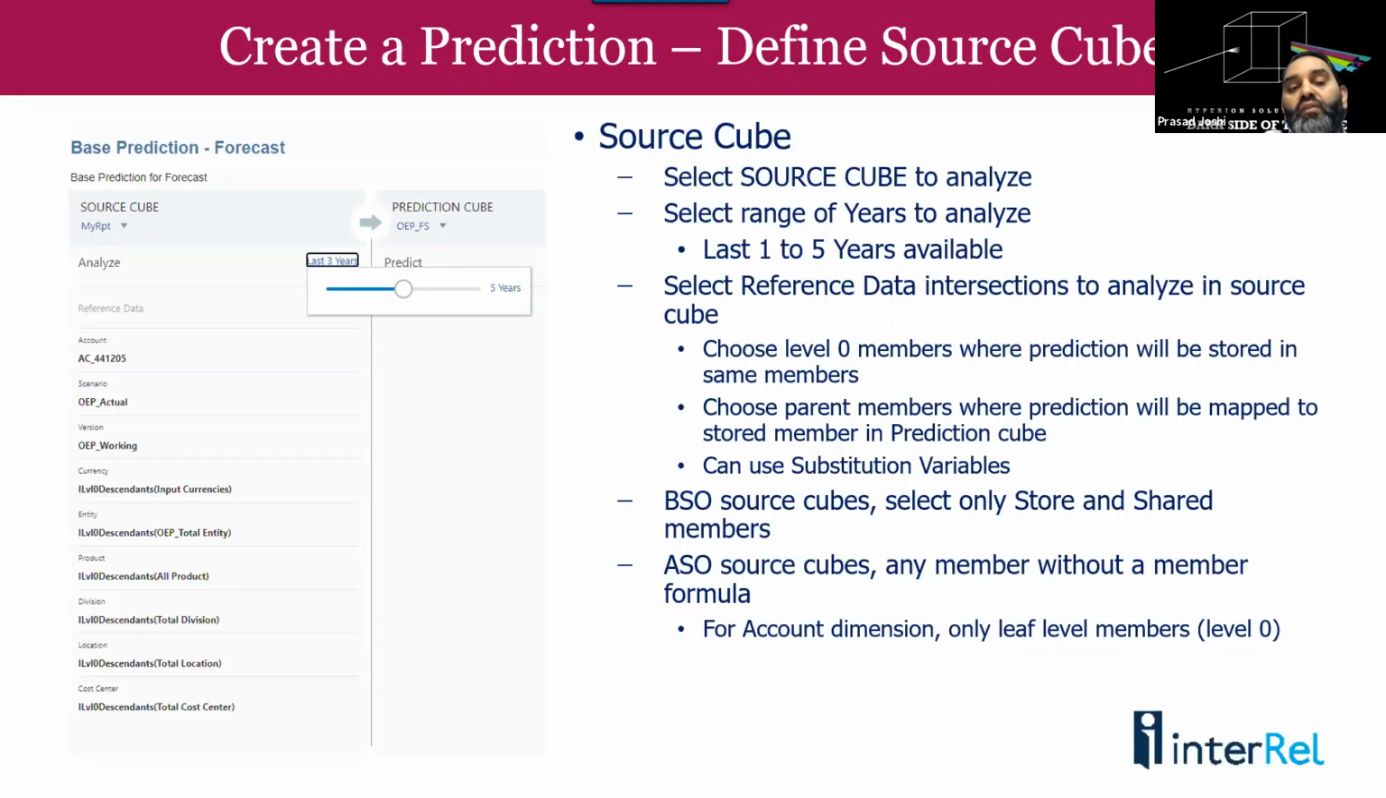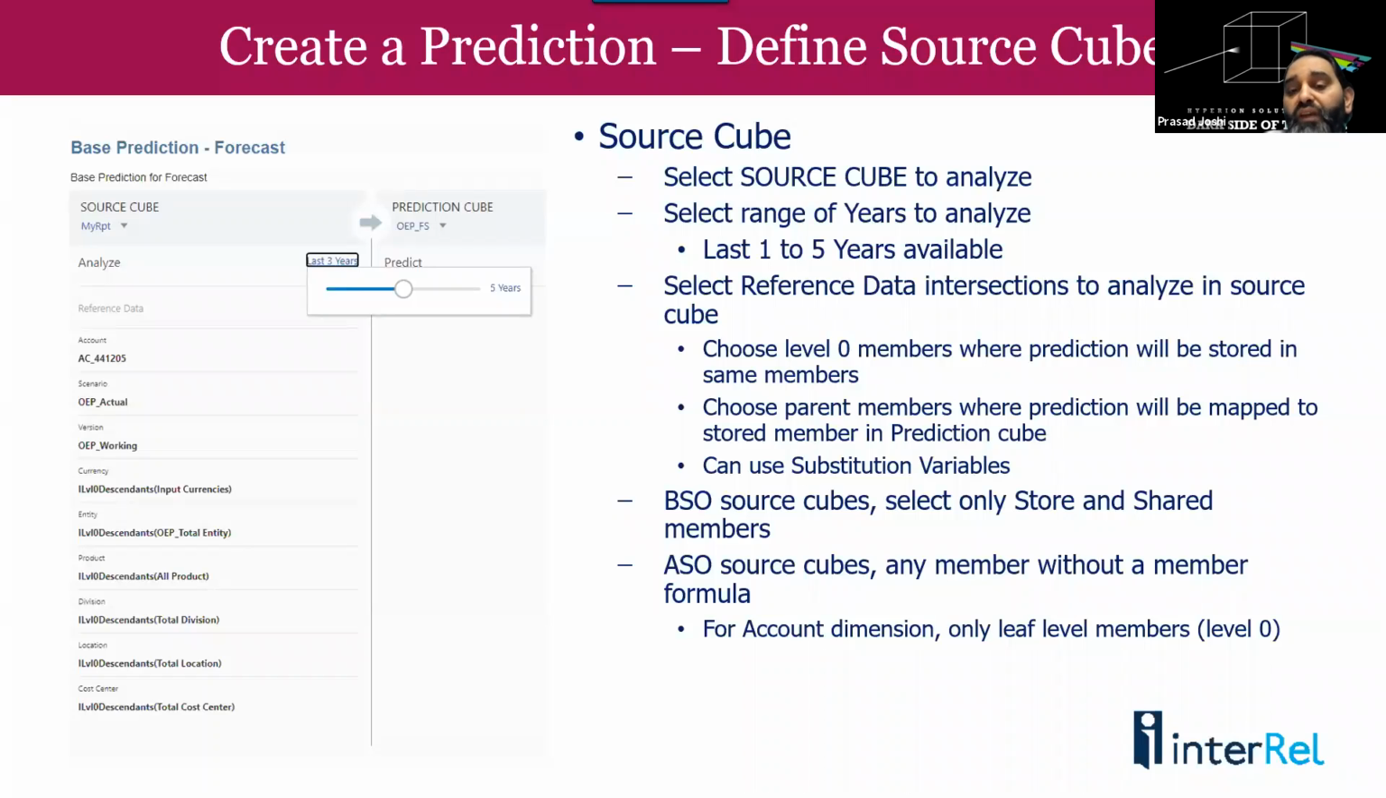The next one is the historical years. When you click on the historical years, it pops up a slider bar. The minimum value is 1 and the maximum value is 5 years. Again, try to use at least 2 or 3 years of data in there. You can slide that to get what you want. From there onwards, you can define all of the POVs. Just for example purposes, I'm picking up one account, scenario actual, working, and I have chosen all the functions in there.